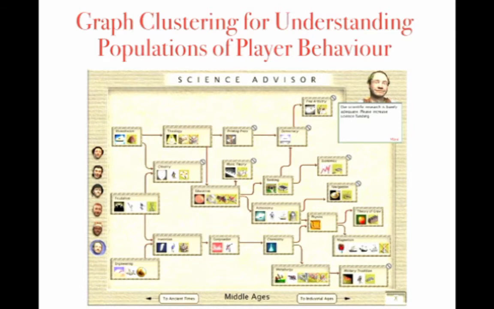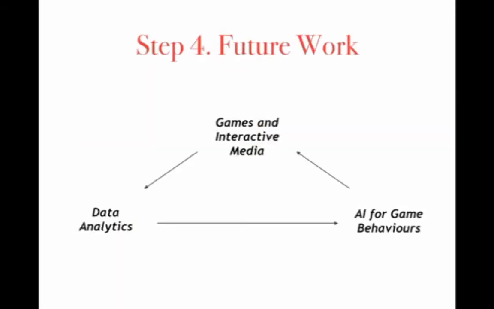But for my final part, I see this as a cycle where the game generates a large amount of data that we can analyze and find these different play styles, and then we can bias the AI within the game. By biasing the AI in the game, we can then improve the game itself.